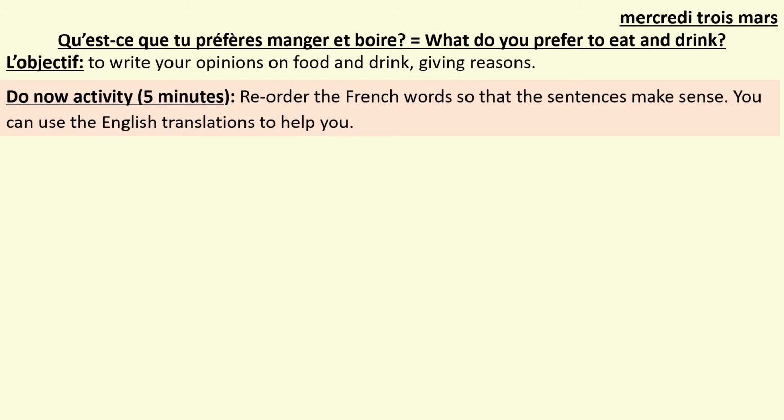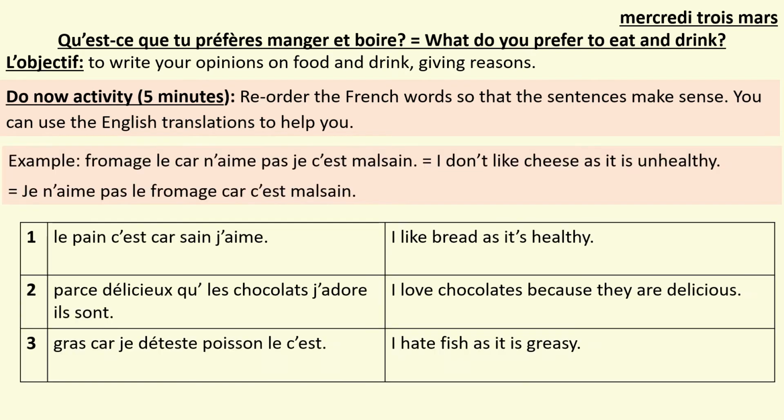And here is your do now activity. It should take no more than 5 minutes. I'd like you to reorder the French words so that the sentences make sense, and you can use the English translations to help you. So for example, fromage, le quart, n'aime pas, je, c'est malsain. Doesn't mean anything in that order. The English is given, I don't like cheese as it is unhealthy. And there is your answer. Je n'aime pas le fromage car c'est malsain.